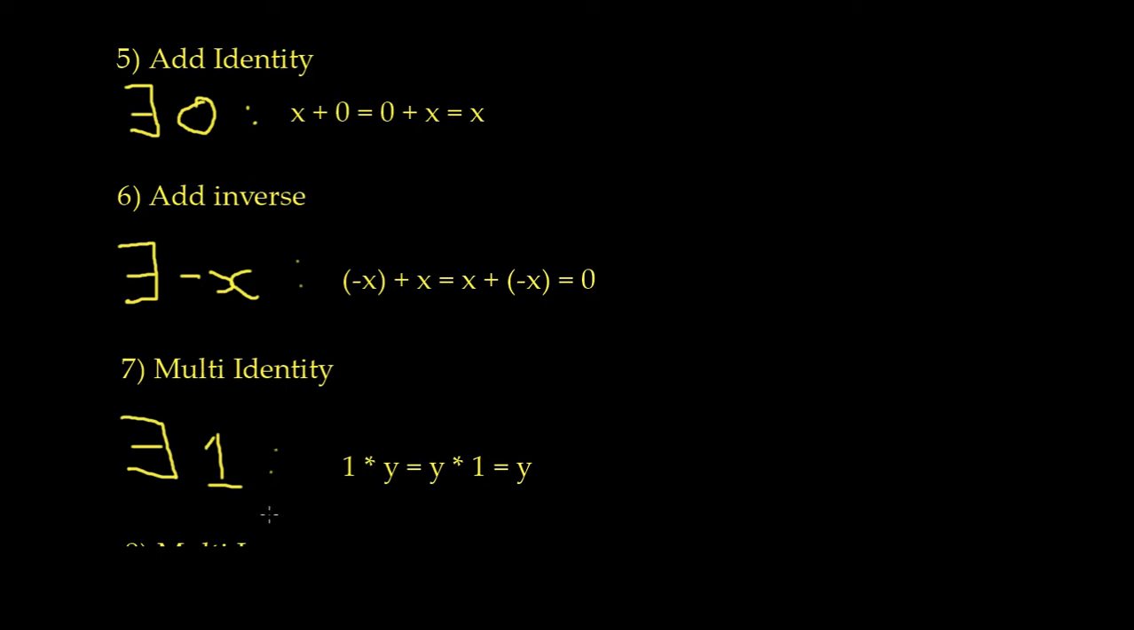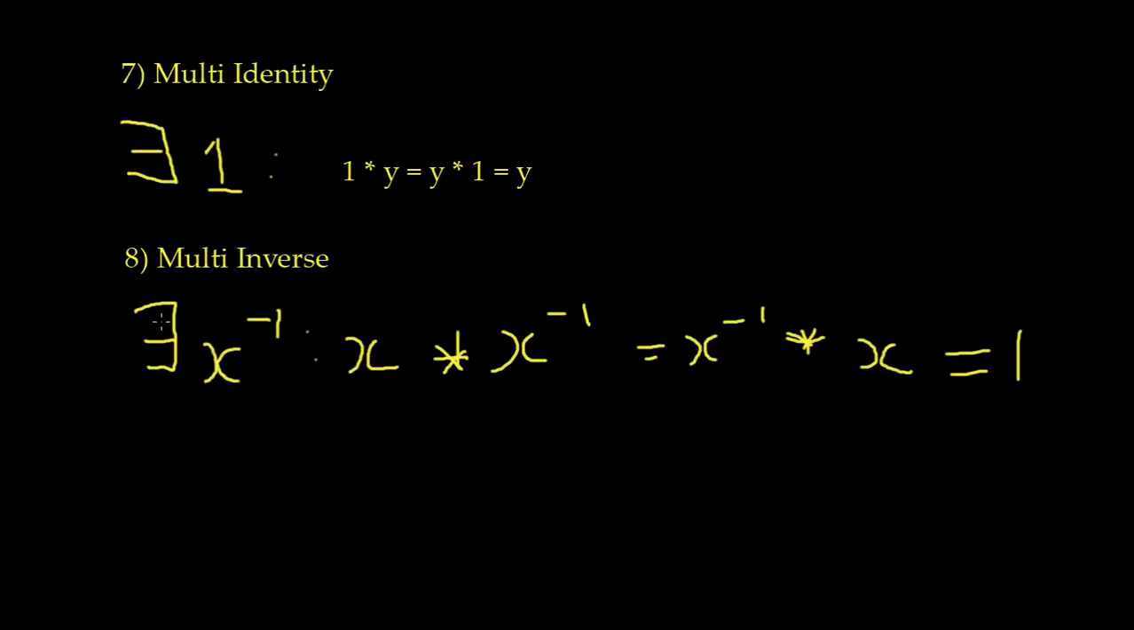The multiplicative identity is saying that there exists the number 1, where if I take 1 times y, it will give me the same answer as y times 1, which will give me y, which is true. And the multiplicative inverse is saying there exists a number called x to the power of negative 1, where if I take x times x to the power of negative 1, it will give me the same answer as x to the power of negative 1 times x, which will give me 1.